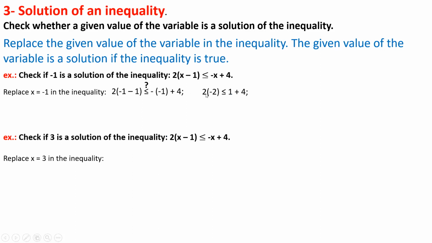I calculate side 1. 2 into -1 minus 1 is -2. And minus into -1 is 1. 2 into -2, is it less than or equal to 1 plus 4? If I multiply 2 times -2, my answer is -4. 1 plus 4 is 5.